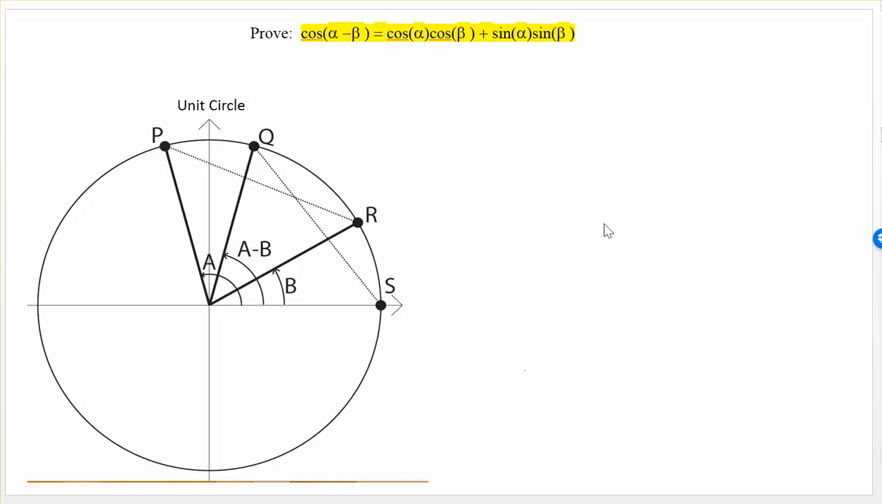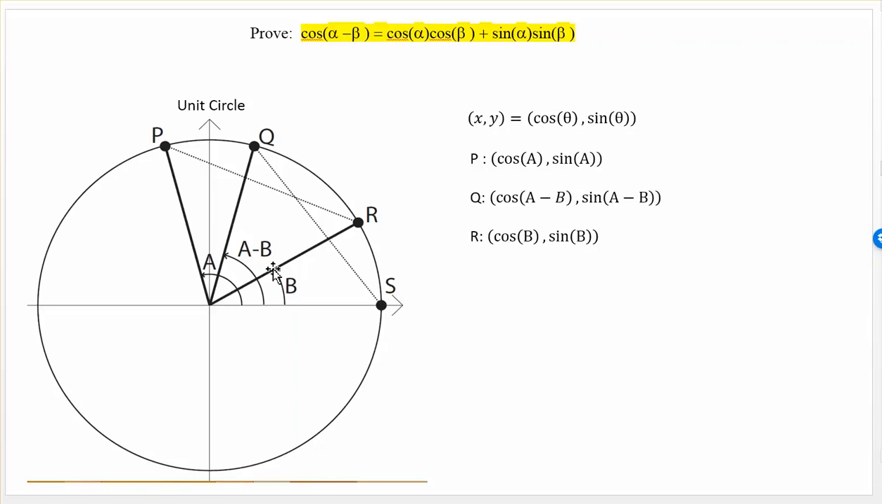The first thing we need to do is come up with the points. Now we know that the points on a unit circle correspond to the cosine theta, comma the sine theta. So for P, we use the angle A. So we have cosine A, sine A. For Q, we use the angle A minus B. So we have cosine A minus B, comma sine A minus B. Then for R, we use B. So we have cosine B, sine B.